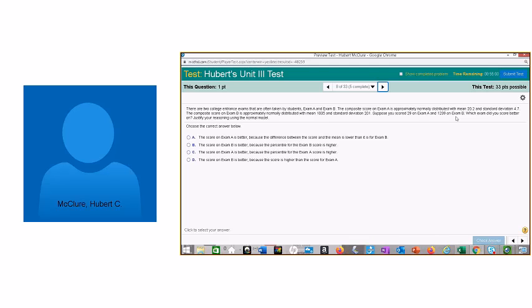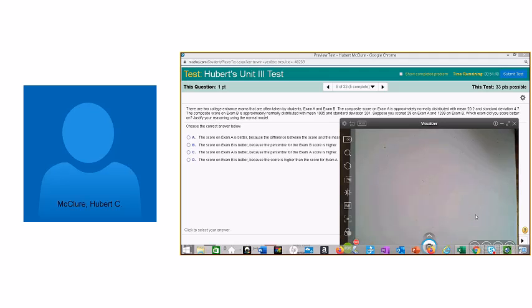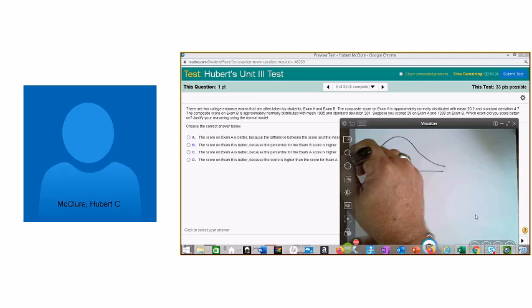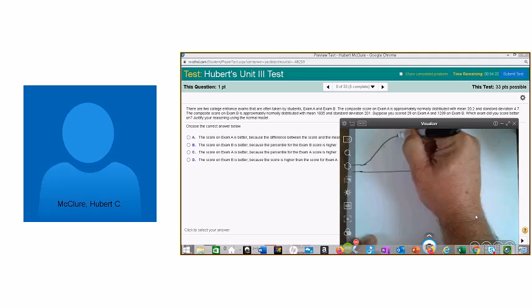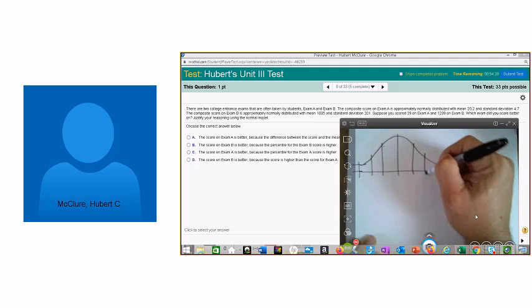You have to do 2 graphs, so make sure you leave room on your paper for 2 graphs. The first direction says draw the curve. The composite score on Exam A is approximately normally distributed. I'm going to need y'all's help to do the calculator on this. Make sure y'all calculate, because I'm not going to do all of those decimals in my head.